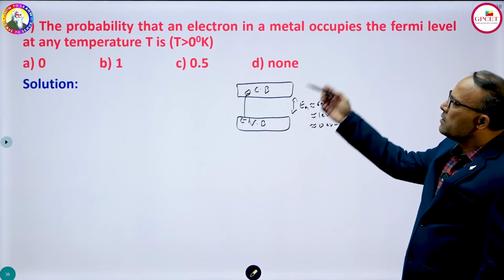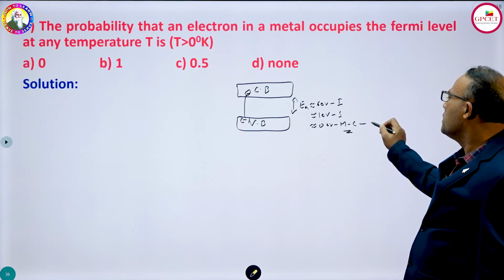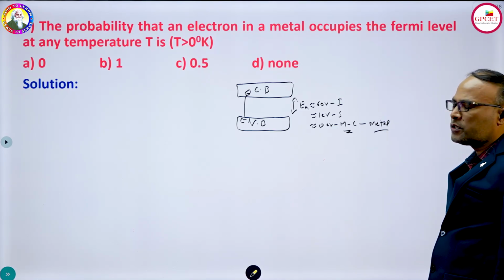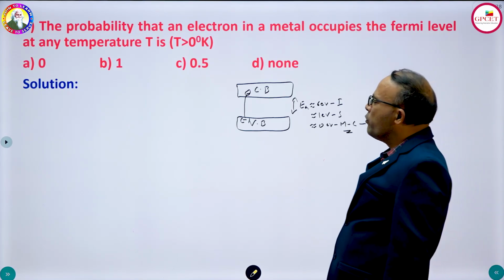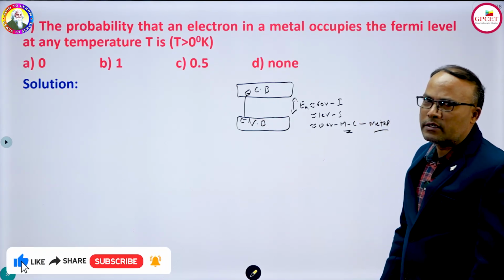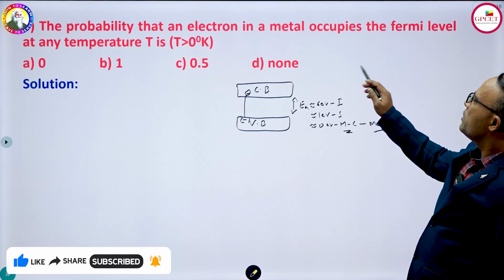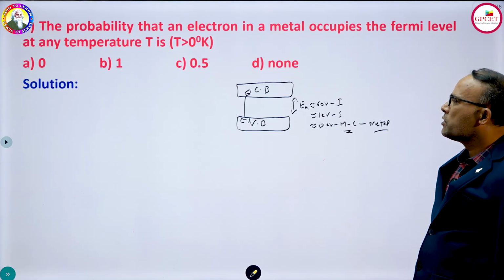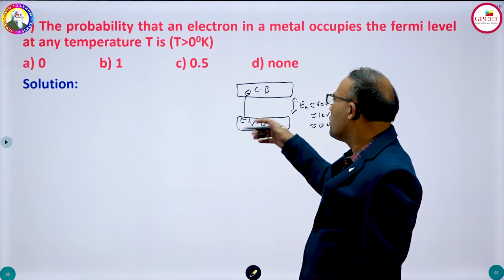Here the problem asks about a metal. A metal is a good conductor of electricity, so it is called a conductor. So in a metal, the conduction band and valence band are overlapped, and therefore electrons are already present in the conduction band. So the probability that an electron in a metal occupies the Fermi level at any temperature T greater than 0 degree Kelvin is, approximately, already occupied.